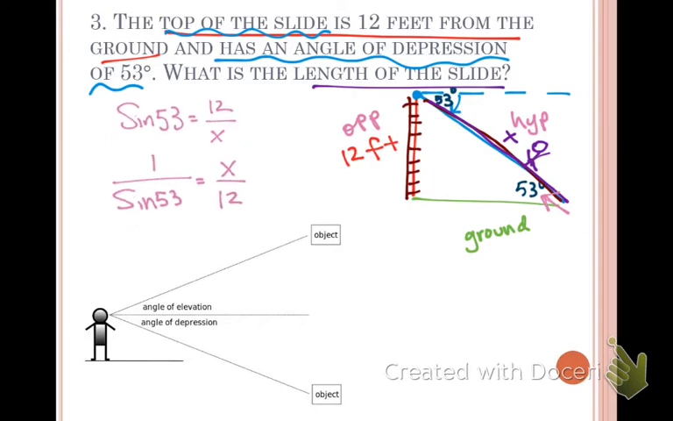All right, so then what do I do next? Multiply by 12. Round it to the nearest tenths. 15.0. 15.0 feet.